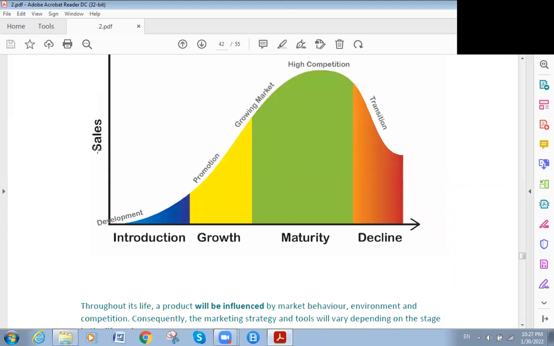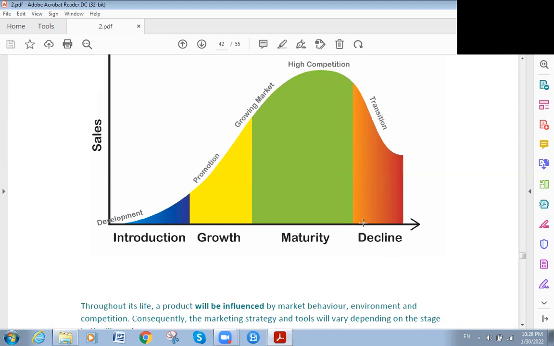And those are the efforts you will make in each stage. In the introduction, you are in the development era. In the growth, you have to do promotion so that people will know more and more about your product. Still in the growth, the market is growing, and the demand on your product is going up. In the maturity era, you encounter high competition from your competitors.